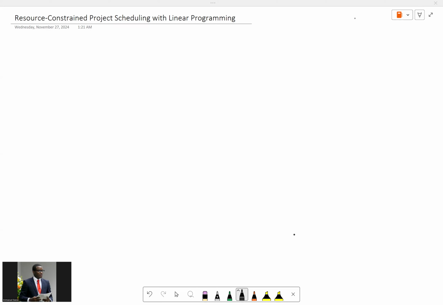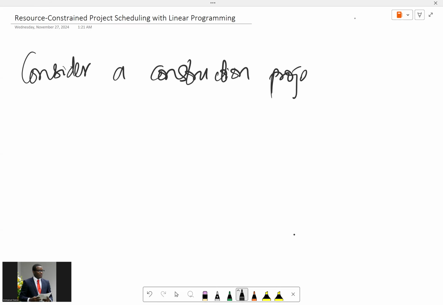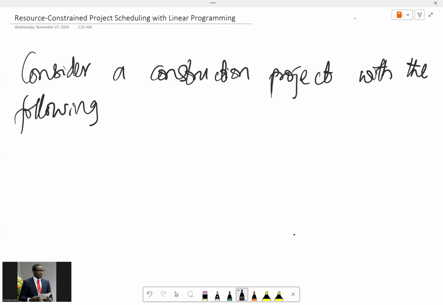In this video, I'll be talking about resource constraint project scheduling with linear programming. We have a kind of project situation like this. Consider a construction project with the following tasks.